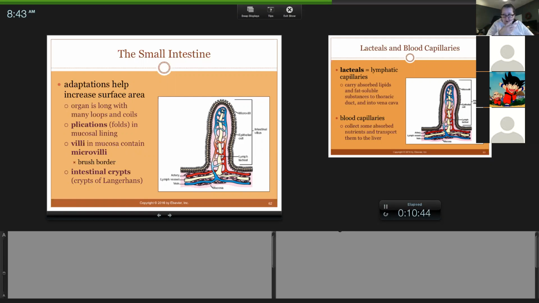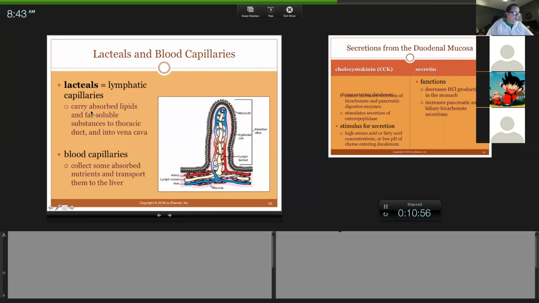The other thing is they are going to absorb the nutrients from the diet into the bloodstream. So it's very important that we have good absorption at the level of the small intestine. The lacteals are going to absorb the lipids. So the fat in the diet is absorbed through the lacteals, and lymphatic fluid tends to have a higher fat content because it helps carry these fat soluble molecules into the blood. They will take that to a thoracic duct and into the vena cava, and then that fat can be distributed throughout the body and used.